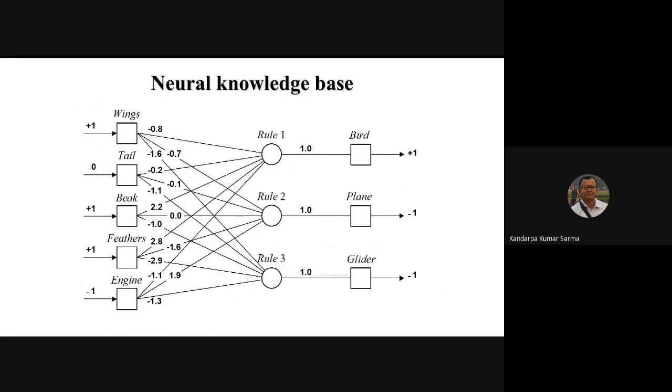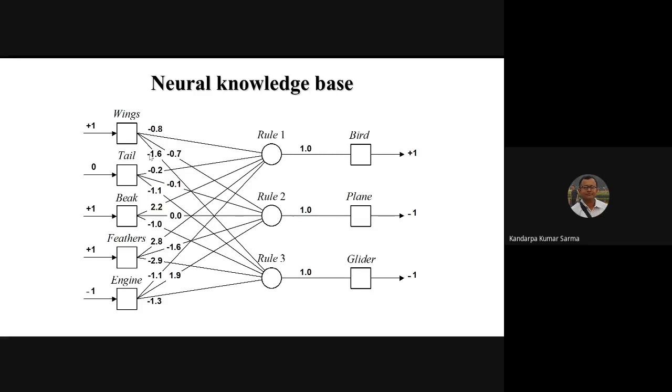So here is how this block shows how the neural knowledge base is formed. We can deal with the detection of bird, plane, and glider. So we can have a learning block, a feature block for wings, tails, beak, feathers, and engine. So they can have different layers or means of representation through which the firing rules work.